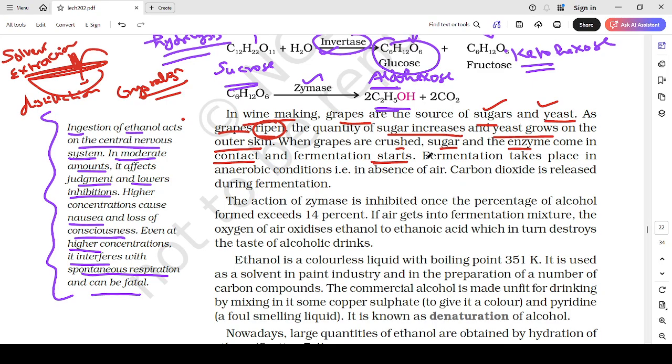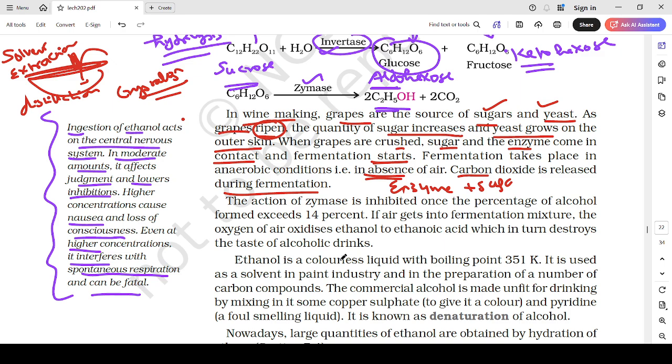When you start crushing it, when the sugar starts coming out, the enzymes come in contact with it. So what happens? The enzymes act on this sugar, and this action is called fermentation. Fermentation takes place in anaerobic condition. Very important point: fermentation happens in anaerobic condition, that means in the absence of air, and carbon dioxide is released during fermentation.